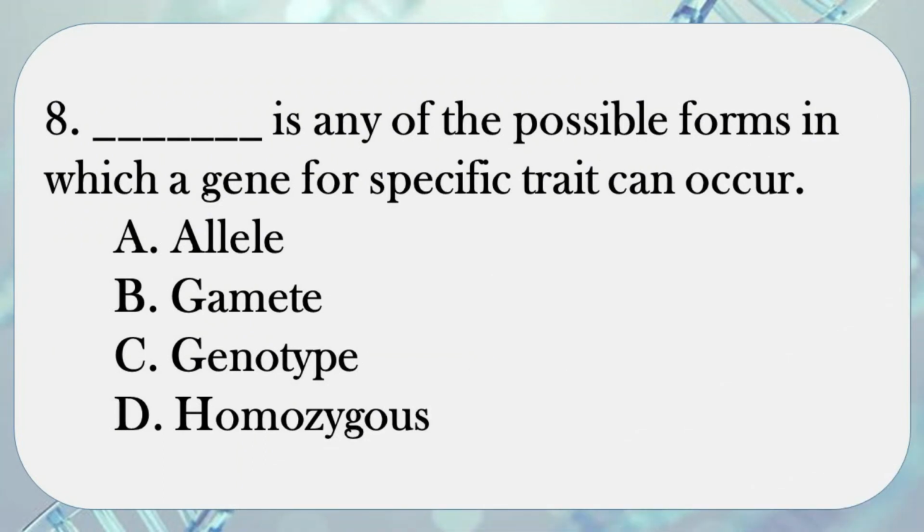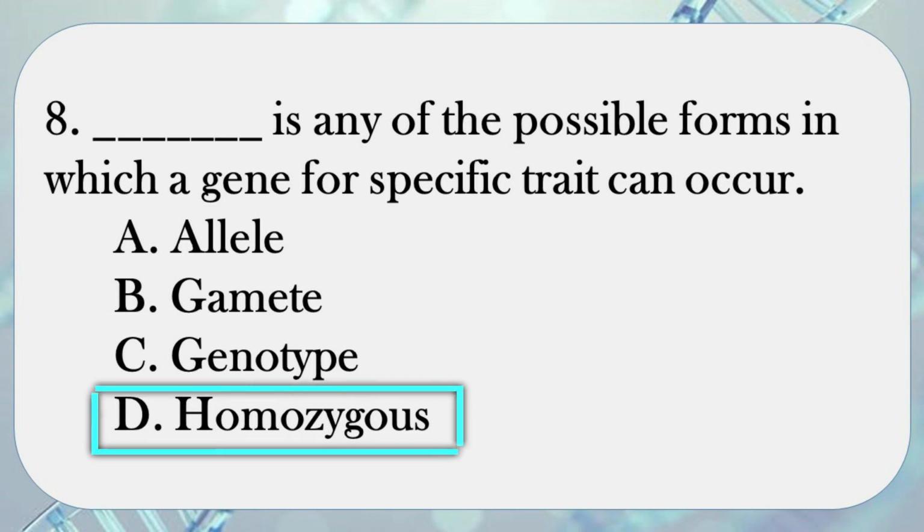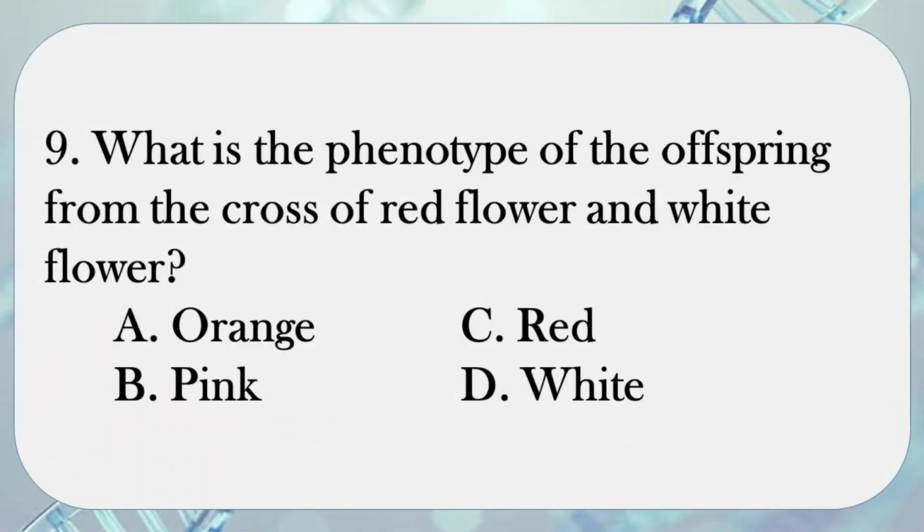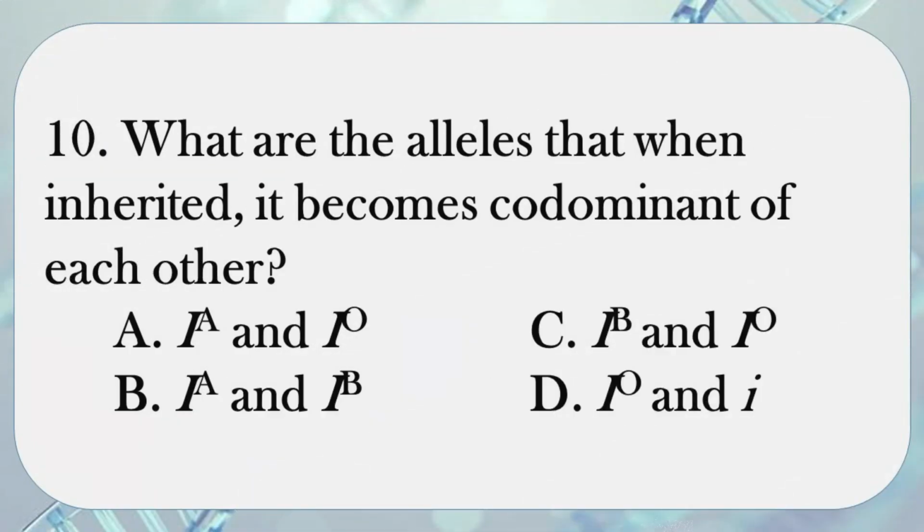Number 8. Blank is any of the possible forms in which a gene for specific trait can occur. A. Allele, B. Gamete, C. Genotype, D. Homozygous. Number 9. What is the phenotype of the offspring from the cross of red flower and white flower? A. Orange, B. Pink, C. Red, D. White.